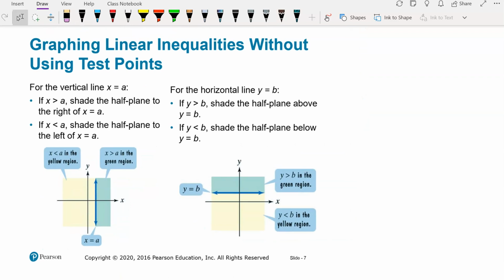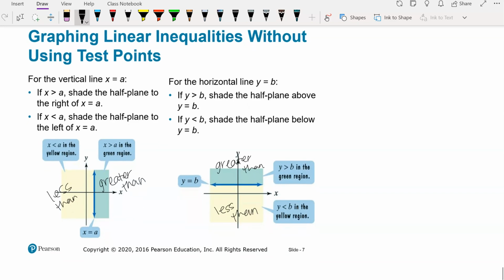So, linear inequalities without test points, where you can't put in numbers, like if it's a horizontal or vertical line. Just know that greater than is to the right and less than is to the left. And then for the y lines, above is up. So positive is up and negative is down. So less than would be down, and greater than would be up. Okay, so just remember those for those types of equations.